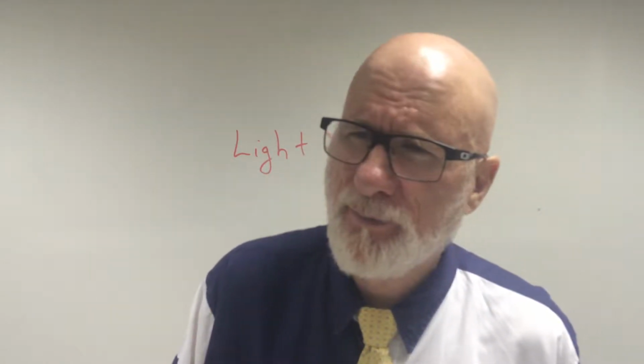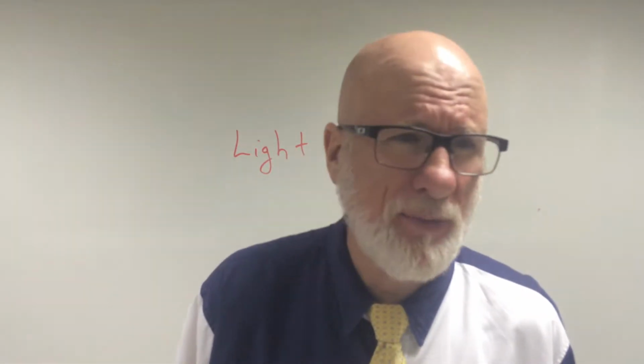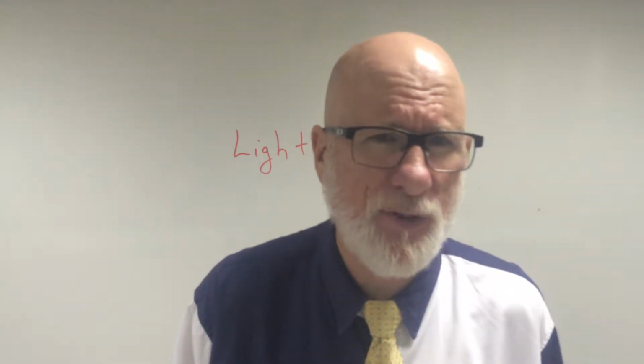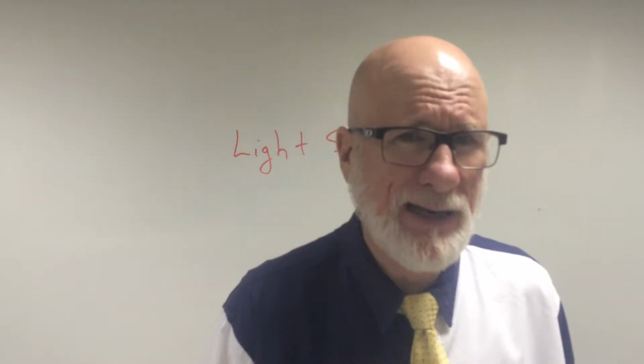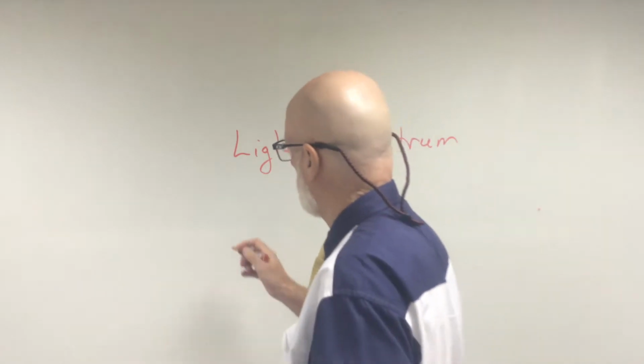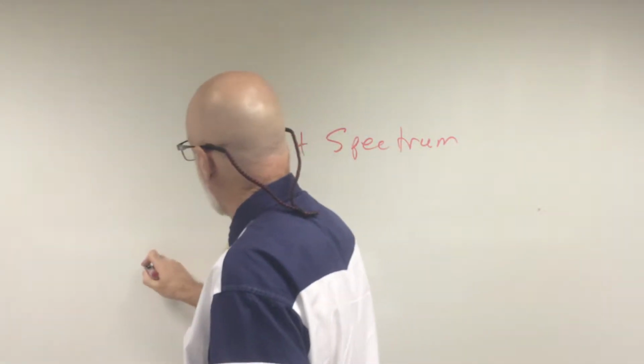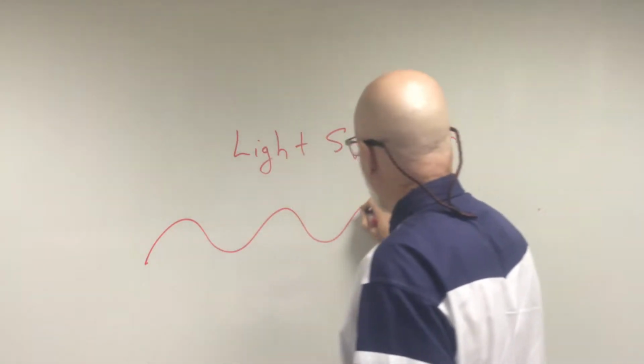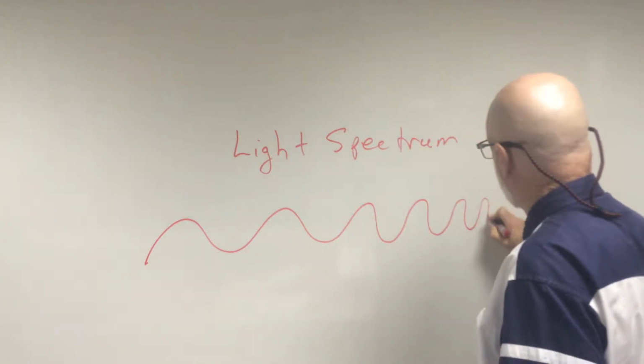Gamma rays are a form of light. Anybody else have a form of light? Maybe two more types? Infrared, yeah, infrared light. One more. Radio waves. Okay, good. And we have the light. This is like the spectrum.